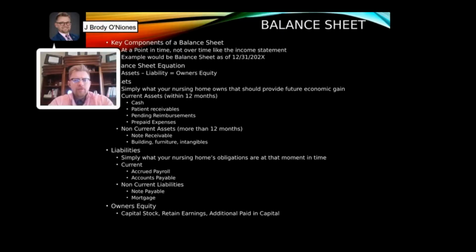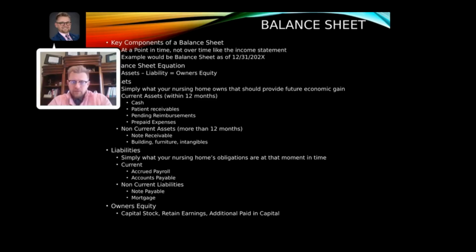All right, gang, let's talk about the balance sheet of a nursing home. So, the balance sheet is the second component of a set of financials, and the balance sheet you probably will work with a little bit less, but it's still an important financial to understand and have a basic understanding of what it is and why we have them.